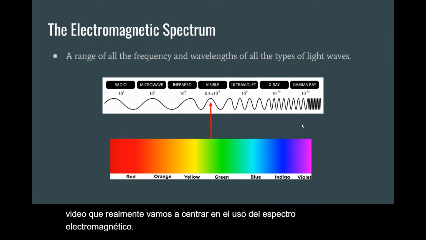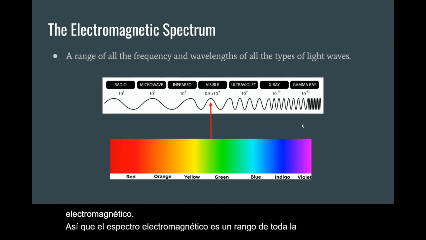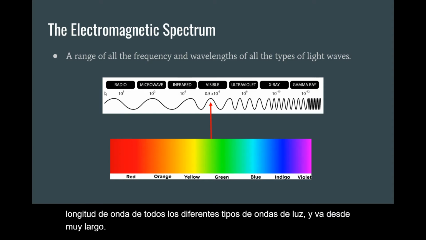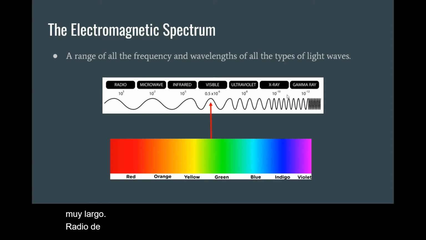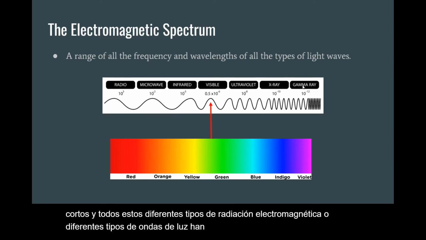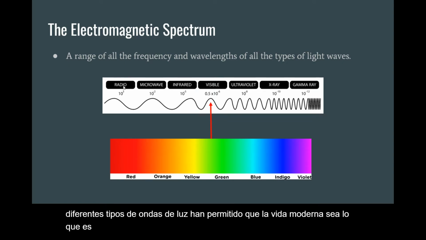So the electromagnetic spectrum is a range of all the frequencies and wavelengths of all the different types of light waves. And it goes from very long, low energy radio waves to very, very short, high energy gamma rays. And all these different types of electromagnetic radiation, or different types of light waves, have allowed modern life to be what it is. Radio waves allow us to listen to music and to communicate.